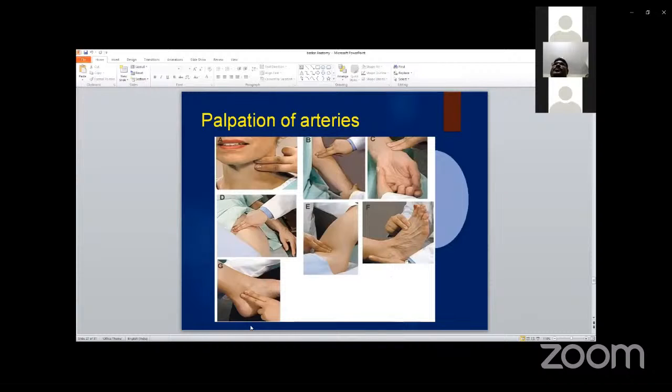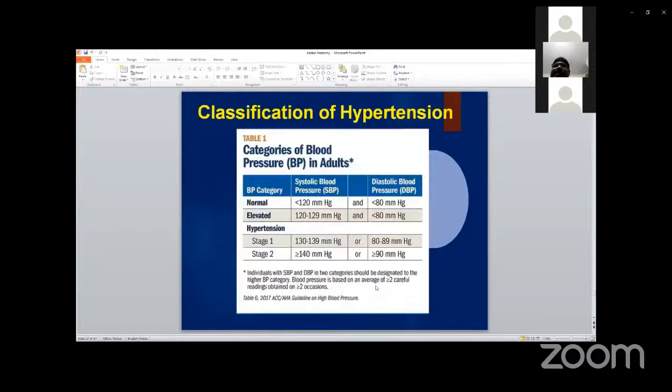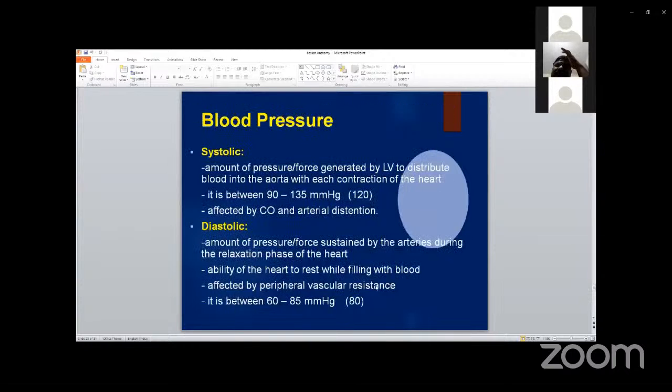So as I have told you, what is the meaning of blood pressure? Here there are two types of blood pressure. The first one is systolic blood pressure. The second one is diastolic blood pressure. First one is what is systolic. Next slide, blood pressure. First one is systolic blood pressure. First, you have to remember what is systolic. Systolic means contraction. Diastolic means relaxation.